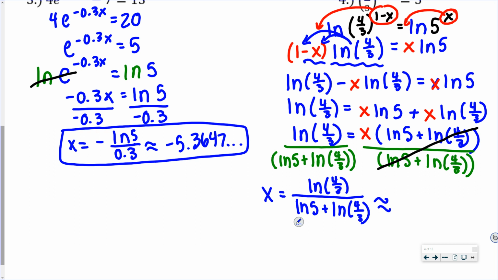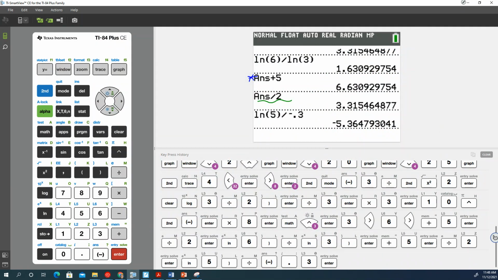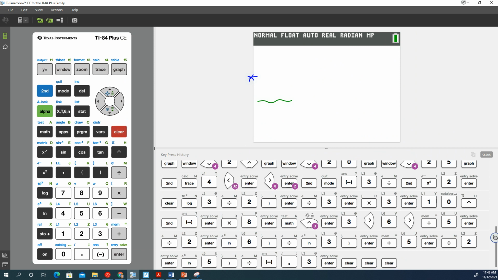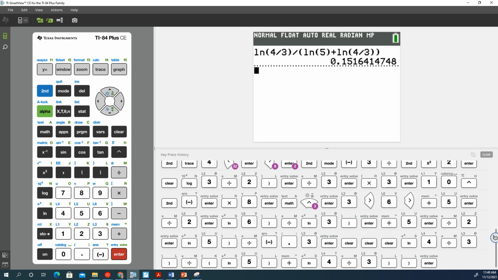Alright. Let's type this bad boy in our calculator. That's 0.1516. But you guys survived. Make sure you wrap the denominator in parentheses. We got a natural log of 5, close, plus the natural log of 4/3. Close, close. That's what you should get.